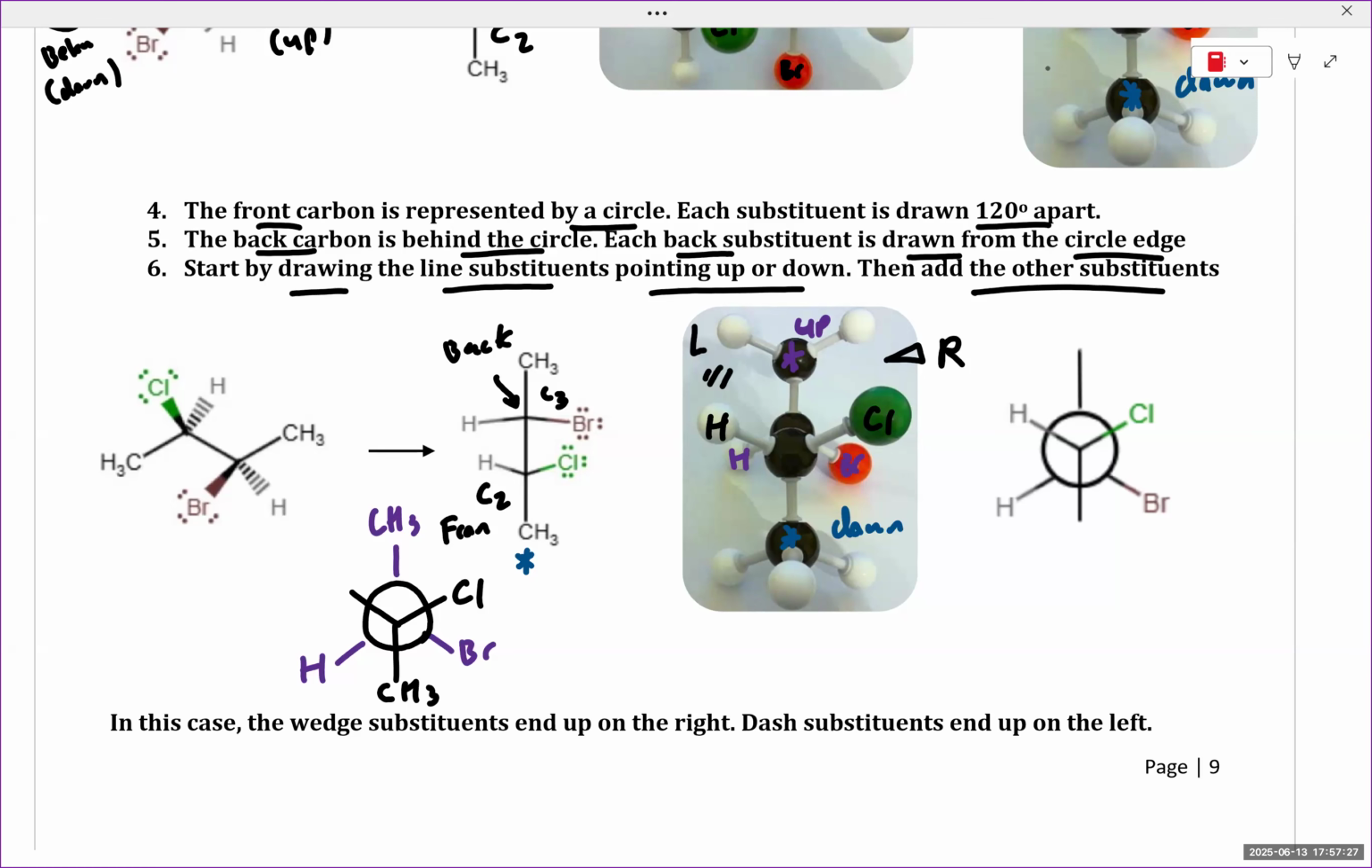Once you have your model properly rotated and you're looking down the carbon-carbon bond, you can really just draw what you see. And this is why I encourage you to use your model kit.